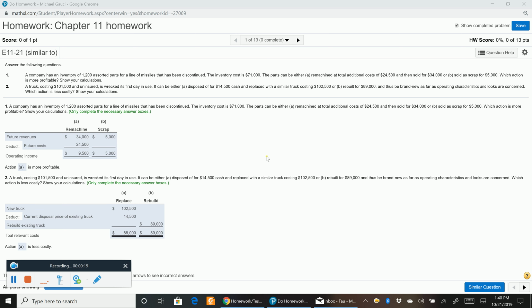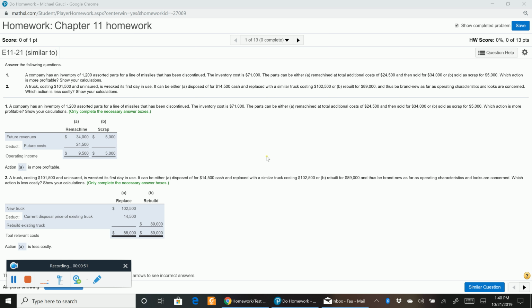We have number one, a company has an inventory of 1,200 assorted parts for a line of missiles that have been discontinued. The inventory cost is $71,000. So here are our two alternatives. The parts can either be remachined at a total additional cost of $24,000, and if we do that, we will then be able to sell them for $34,000, or we can sell them for scrap for $5,000. Which action is more profitable?